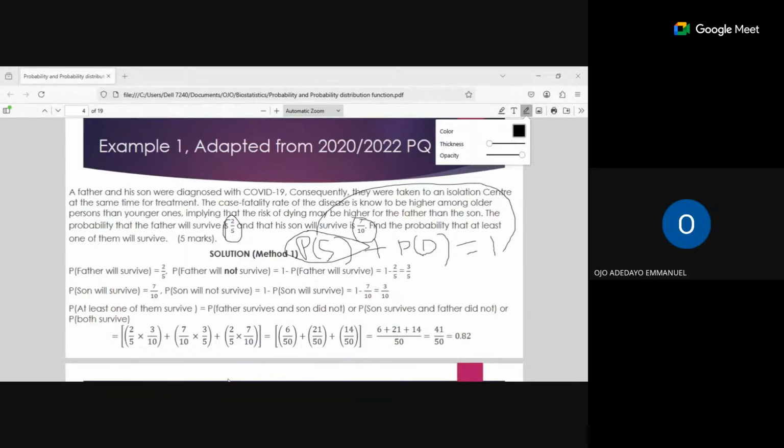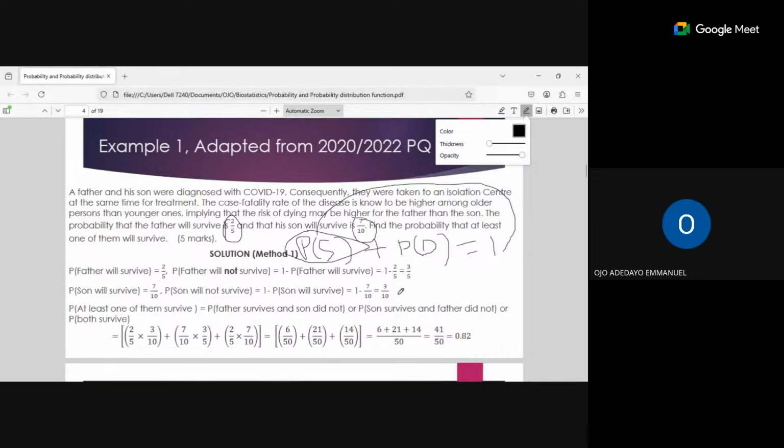Now the next thing is that let us find the probability that the son will not survive. Remember that you have been given that the probability that the son will survive to be 7/10. Now the probability that the son will not survive is going to be 1 minus what? The probability that the son will survive, which is 1 minus 7/10. 10 minus 7 will give you 3, then put that 10. So that is how you find it. If you are subtracting a fraction from 1, just do the denominator minus the numerator, you write the value, then divided by the denominator.